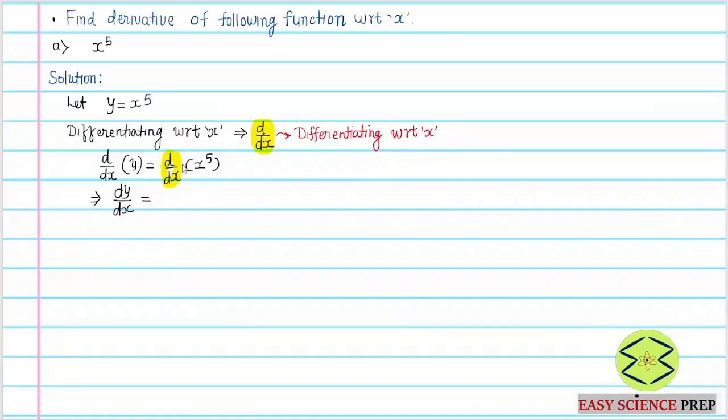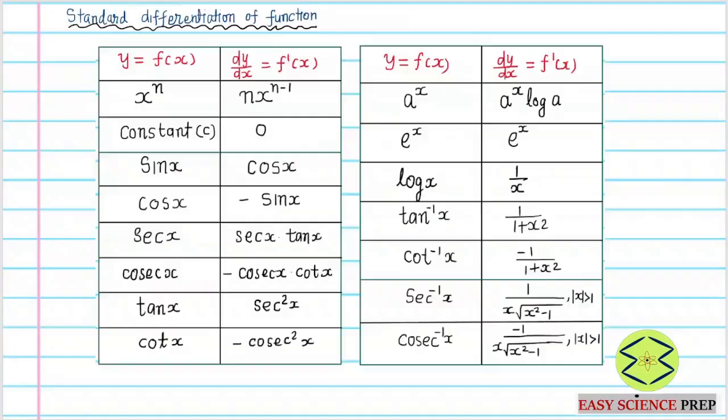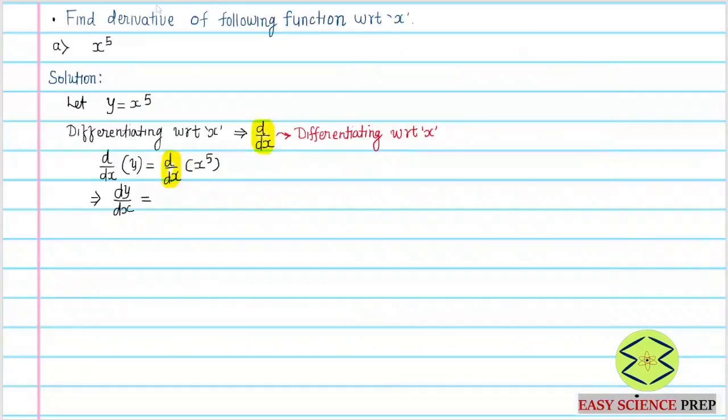In order to find the derivative of x raised to 5, I have to look for a standard result I have got for similar functions. If you look at our standard results, I have x raised to n, and the derivative of x raised to n is n x raised to n minus 1. Let me write that down here for your understanding. So we have a standard result: the derivative of x raised to n is n times x raised to n minus 1, right? This we have already derived in the previous session. The derivative of any function in the form of x raised to n is n x raised to n minus 1.